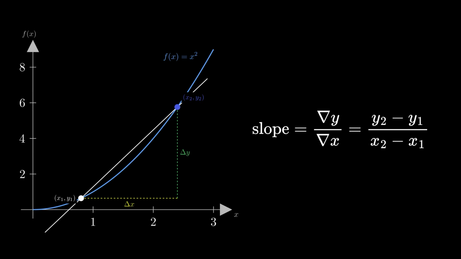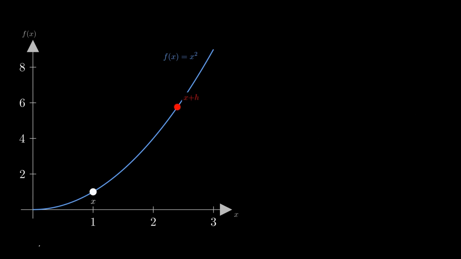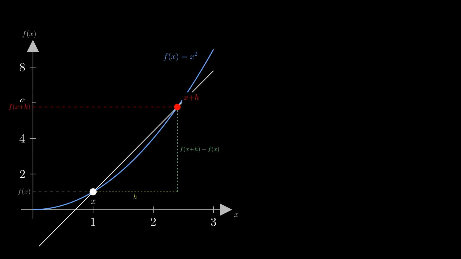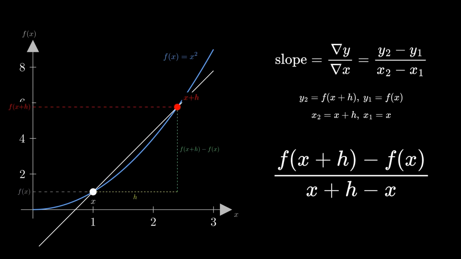So instead of using 2 known points, we imagine a second point extremely close to where we are. We take our current input x and apply a tiny nudge called h. We express our rise as the difference between our new position f of x plus h and our starting point f of x, and the run as x plus h minus x, or h.